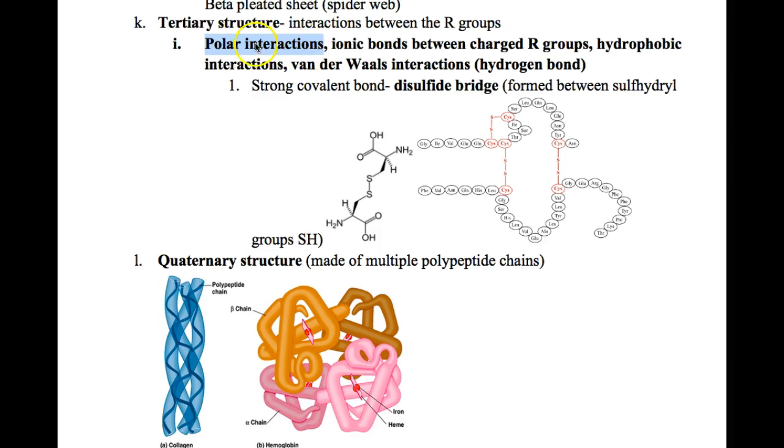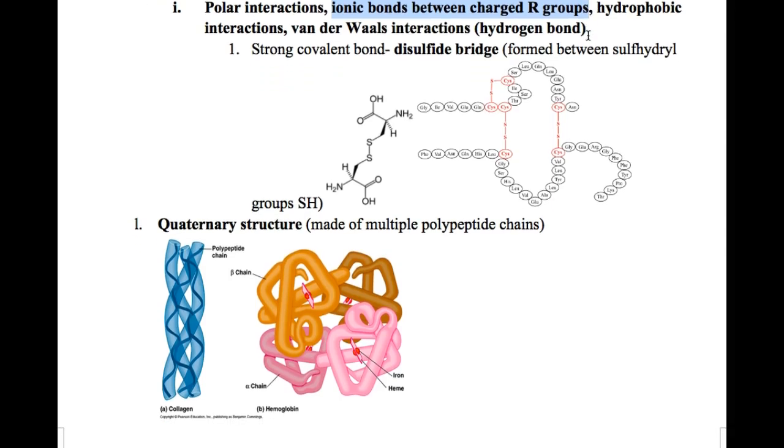They interact with each other. That gives you your polar interactions. The next one is ionic bonds between the charged R groups. So if we have a positive and a negative R group, they can form ionic bonds. And then we have hydrophobic interactions.